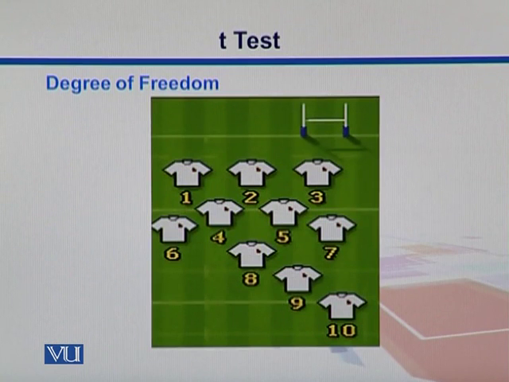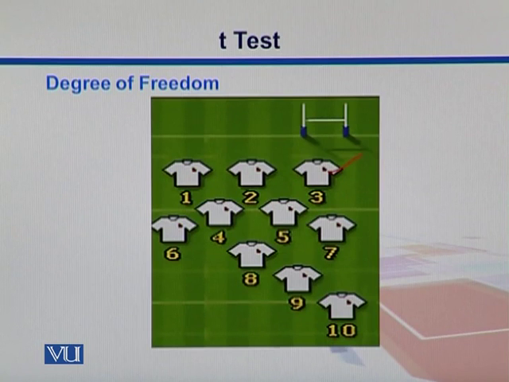So let's look into the concept or idea of degrees of freedom. We'll try to understand it with this rugby example. We want to select different players, so we are given a choice to select one of the players. For example, you pick one of the players. So I give you a choice. Let me pick it for you.